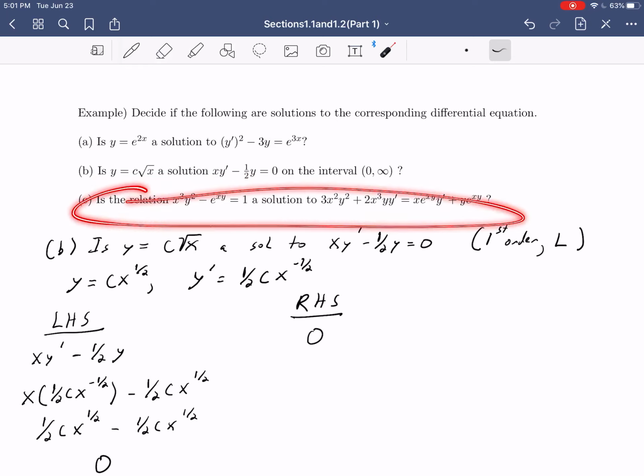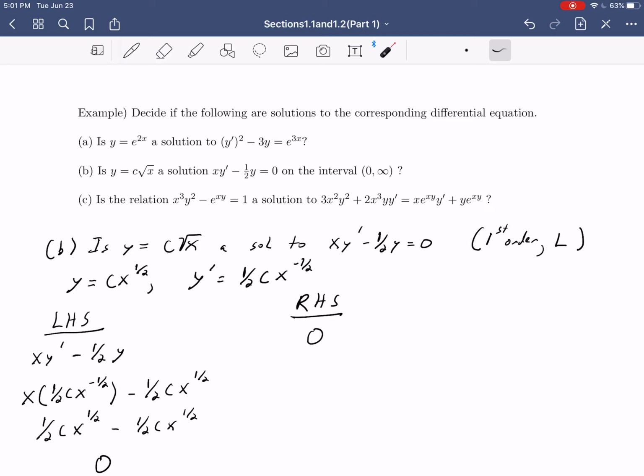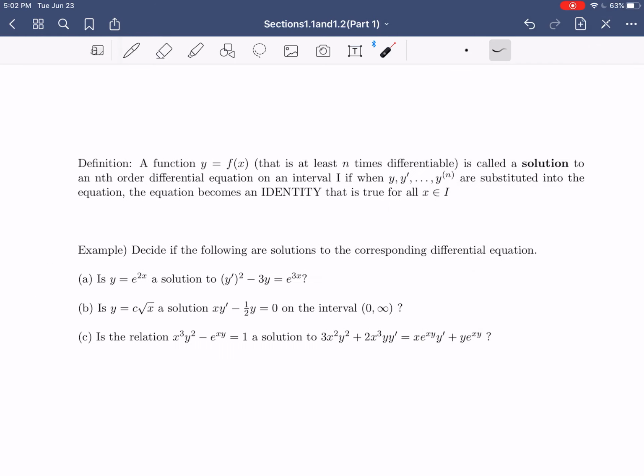All right, last one's going to be a little bit messy, but it'll give us a chance to sort of review some implicit differentiation stuff. So let's go ahead and take a look at that. We'll give ourselves one more page on that.